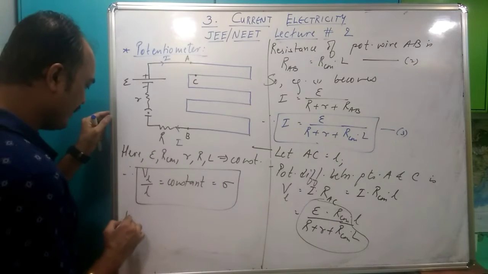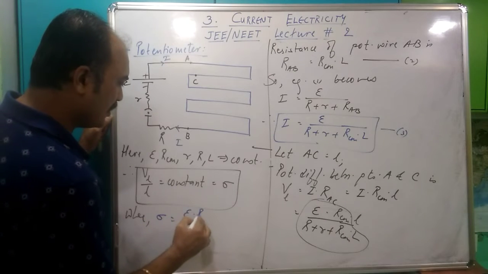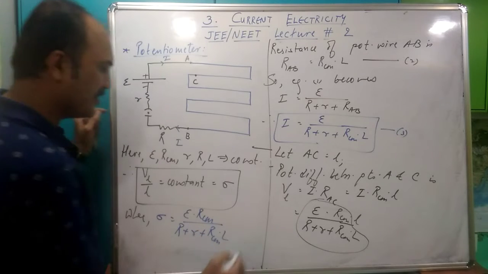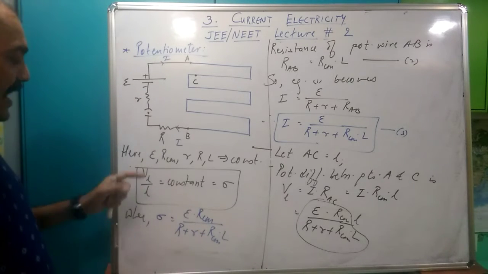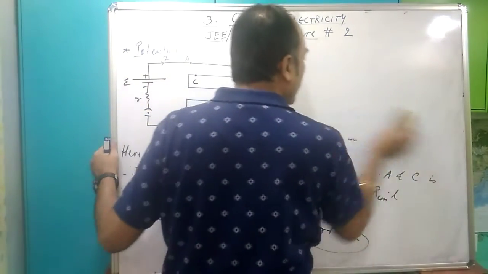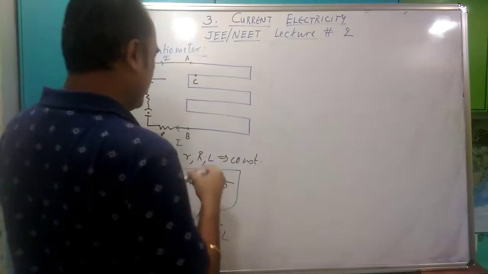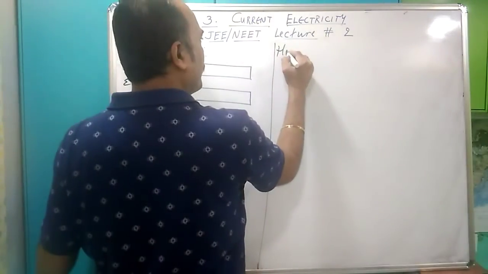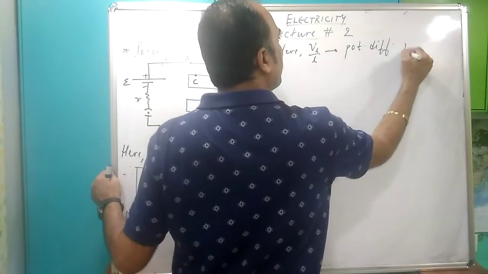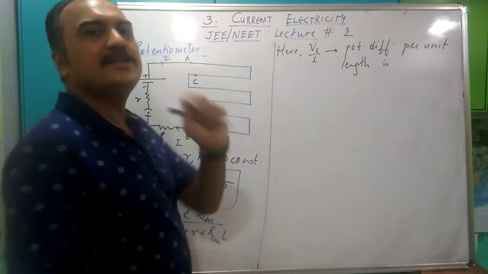And sigma, if somebody asks you what is sigma, it's epsilon into RCM over capital R plus small r plus RCM into L. All this is constant. And VL by l has a special name. That is the potential difference per unit length. Now all this can go. And here VL by l, which is the potential difference per unit length of the potentiometer wire, is called the potential gradient.